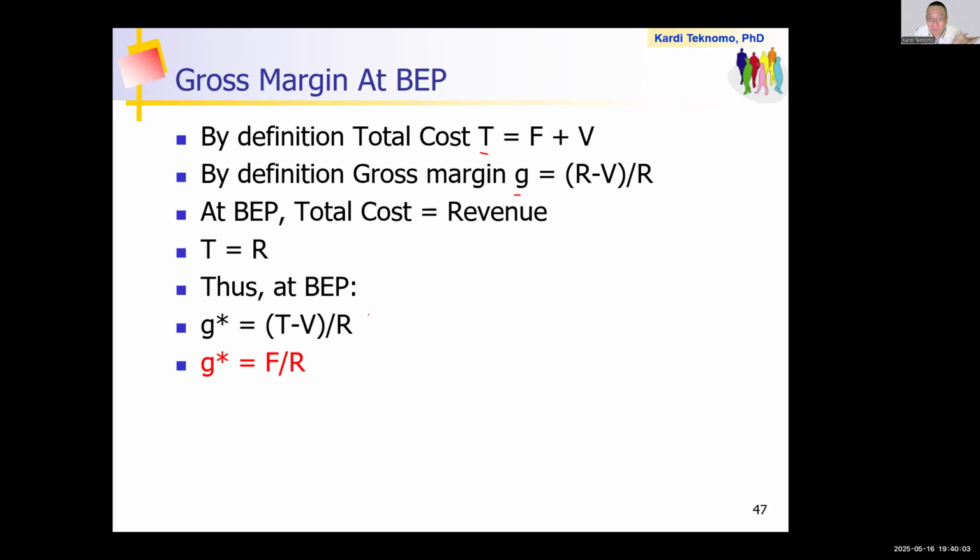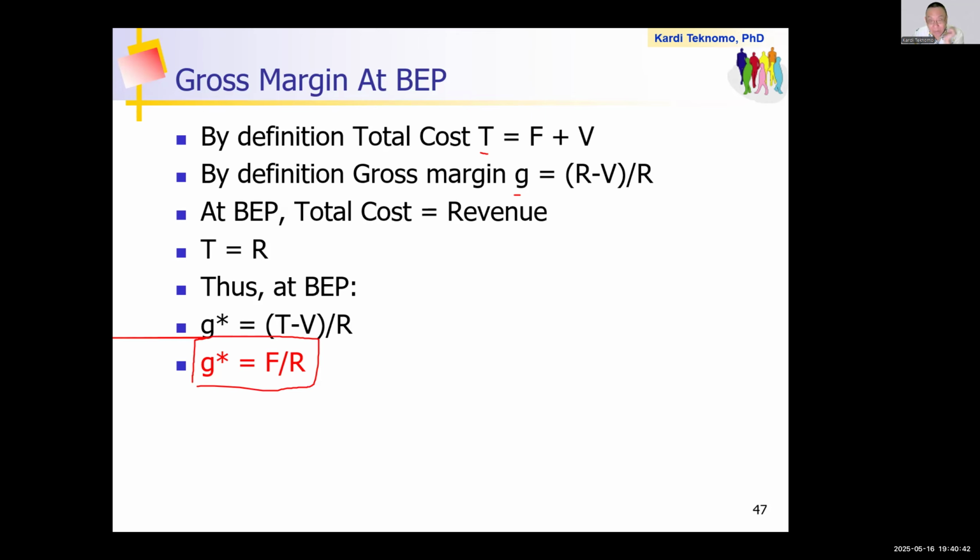Then you can put them together. At BEP, T is equal to R. That means, what is the gross margin? The gross margin is T minus V divided by R. And T minus V is actually the fixed cost. So at BEP, the gross margin equals the fixed cost divided by the revenue. So this we can use.